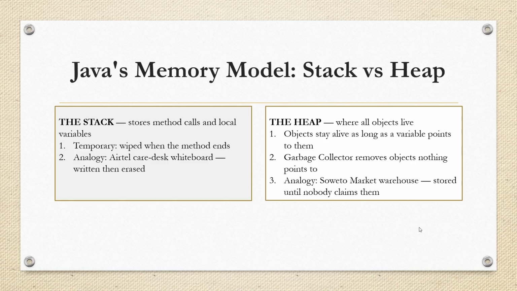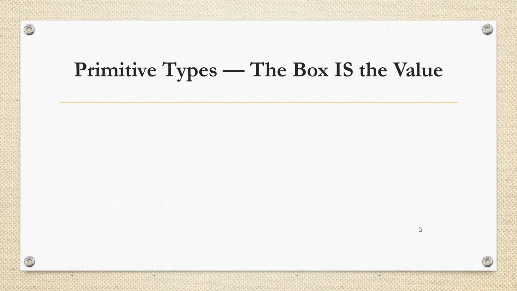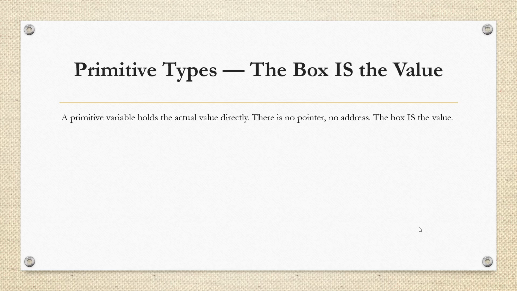Now, let's jump a bit further into this. Let's talk about the two types of variables that can be found in Java. Let's start with the simplest ones, which are called the primitive types. A primitive variable is one where the box is the value.